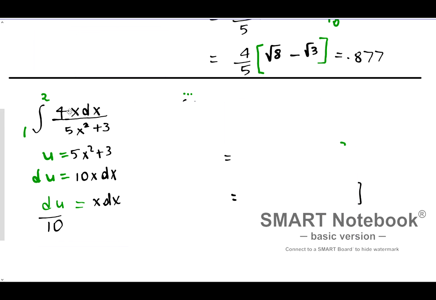So the 4 will be taken outside. x dx will be replaced with du over 10. And just like above, the 1 over 10 part can go outside. And now what do we have on the inside? So the x dx has been taken care of. 4 has been taken outside. So the denominator now is what we would call u to be.